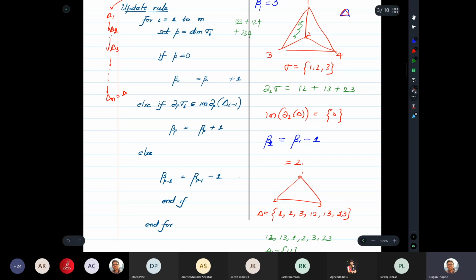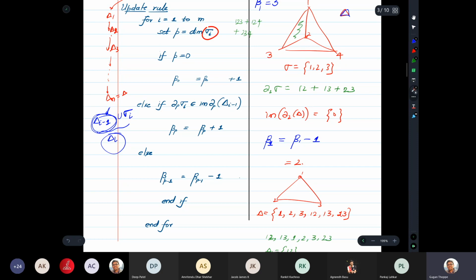So at the beginning of this ith step, I would have delta i minus 1, and I would know the Betti numbers of this delta i minus 1, right? And now I'm going to add to this sigma i, and this will be delta i. So at the beginning, I know the Betti numbers of delta i minus 1. At the end of this iteration, I would know the Betti numbers of delta i. That's the process. Okay, so I'm given sigma i at the beginning of this ith iteration.